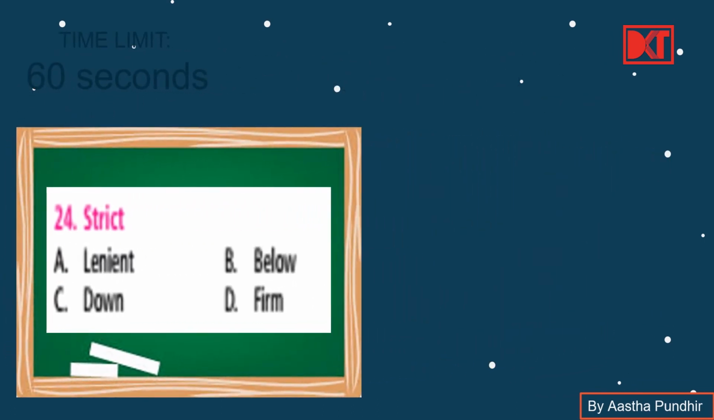Alright, now we have the next word strict. Here the options are lenient, below, down and firm. Pretty easy. Now strict, the antonym, the opposite word is lenient. Lenient is, you know, showing freedom. Strict is showing no freedom at all, following the rules diligently. Here firm could be a synonym of strict.